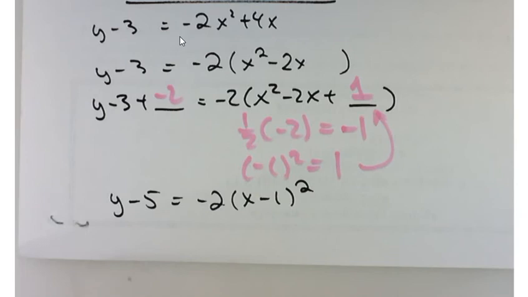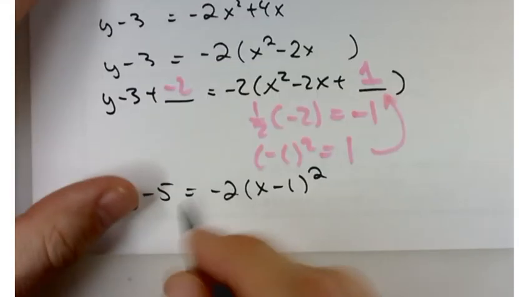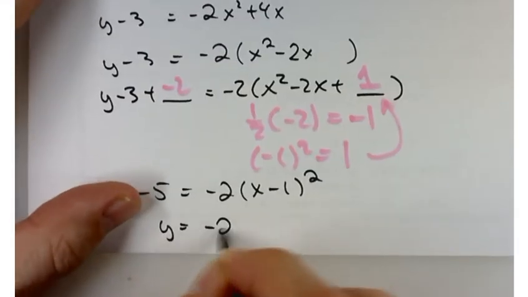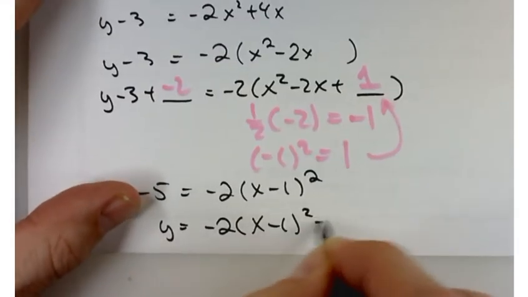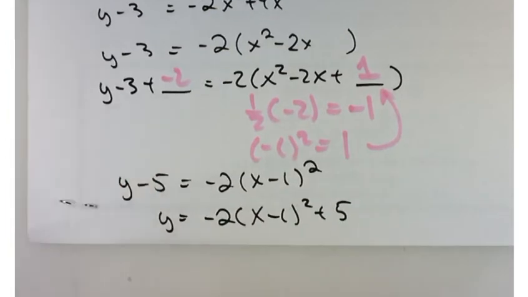Nathan, I should have asked you that one. All right. Last but not least, let's move that 5 to the right-hand side. We get y equals negative 2 times x minus 1 squared plus 5.